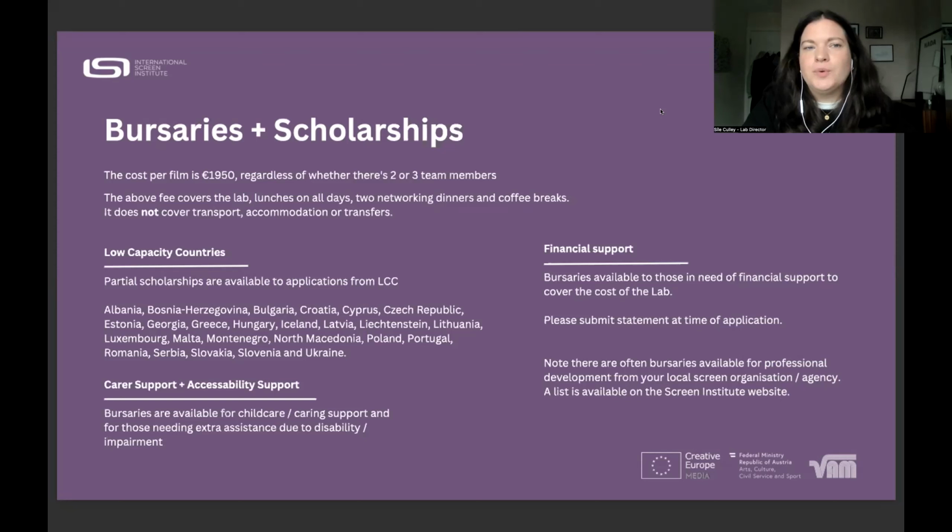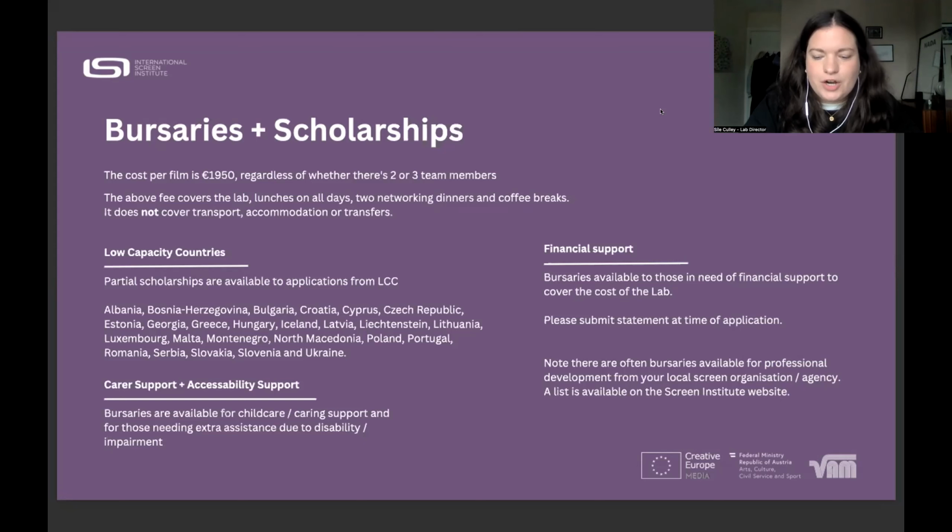Finally, we do have a small bursary for those in need of financial support, that can cover some of the cost of the lab. You will be required to write a statement with your application as to why you need it and how much it would be. It's at the discretion of the head of studies and the Screen Institute.